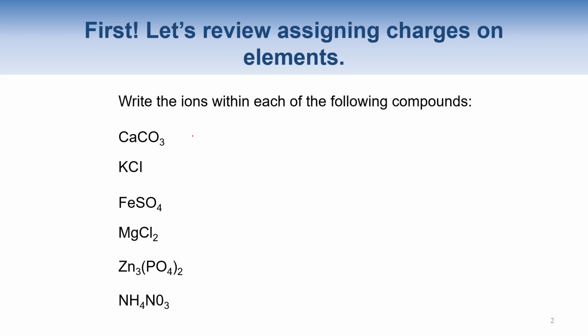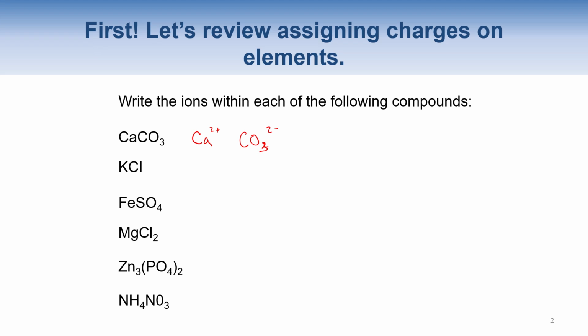For calcium carbonate, we have Ca, and calcium has a 2+ charge, and carbonate is a polyatomic ion, 2 minus. Calcium is 2+ because it's in group 2A on the periodic table, and carbonate is a polyatomic ion, which the charge is listed in the table of polyatomic ions. So that's what you would have for your answer.